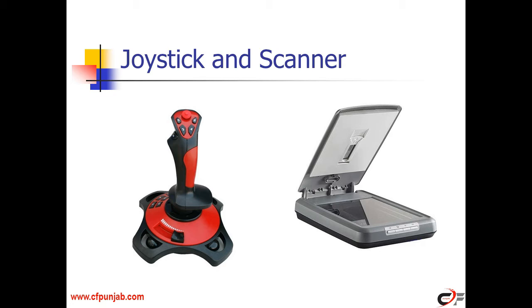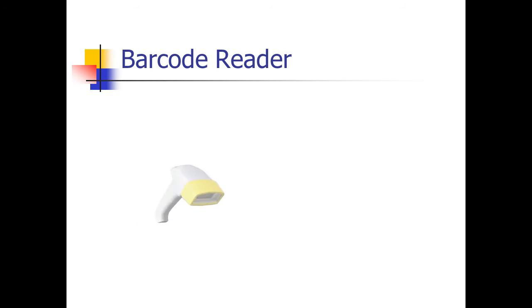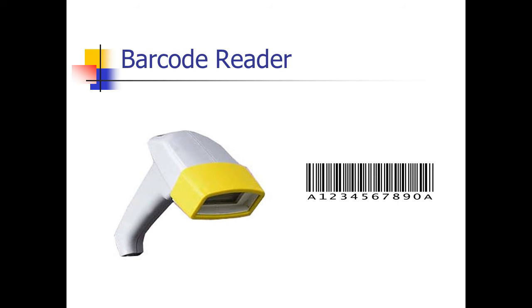A scanner is an input device that scans documents such as photographs and pages of text. This creates an electronic version of the document that can be viewed and edited on a computer. Barcode reader is an input device that converts a pattern of printed bars into a number that a computer can read. These are often used by businesses to quickly input price and product information.